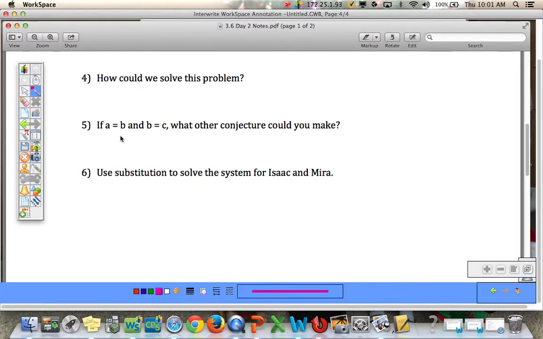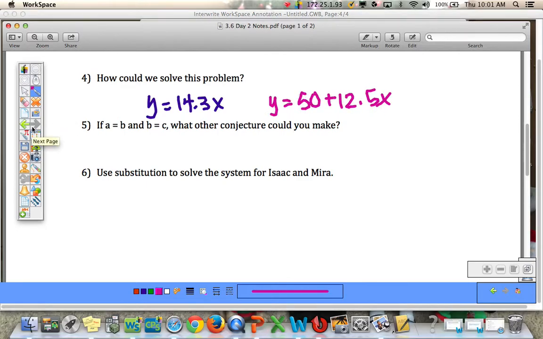If A equals B and B equals C, what other conjecture can you make? Remember Isaac was y equals 14.3x, and Mira was y equals 50 plus 12.5x. Let's double check. So recall these two equations, and related to this, if A equals B and B equals C, what other conjecture can you make? Well, A and C both equal B, so A must equal C. So we can use that to solve the system right here.